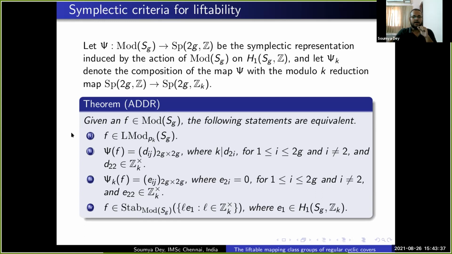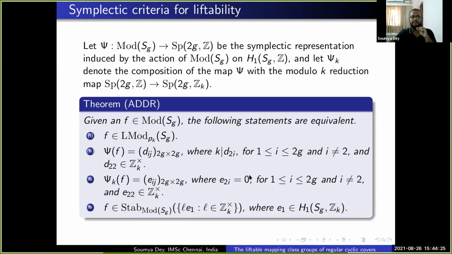Now, we have given a symplectic criterion. Given a mapping class in Mod(S_g), how do we check whether it lies inside LMod? To do that, you only need to check the image of f under your symplectic representation psi. So this will be the form of the matrix. And if you check that k divides the entries in the first row for all i between 1 and 2g with i not equal to 2, and the D22 entry is in Z_k cross, that's enough. It's an if and only if condition.